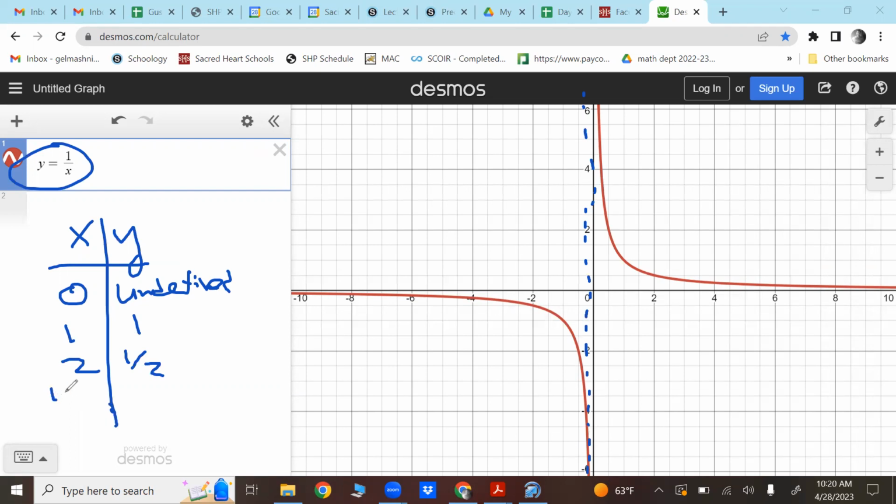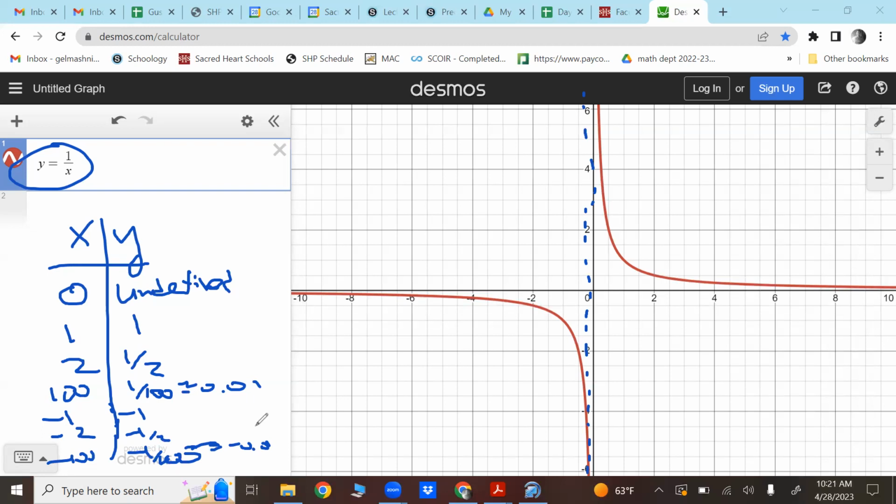Half. What if I plug in like 100? Which is tiny, right? And if I plug in -1, I get -1. -2, I get -half. -100, I get -1 over 100, which is -0.01. So you see how the graph, it's almost like kissing the x-axis, but it gets really close to it, right? It's like almost grazing it, right? As you go off in this direction, that direction.